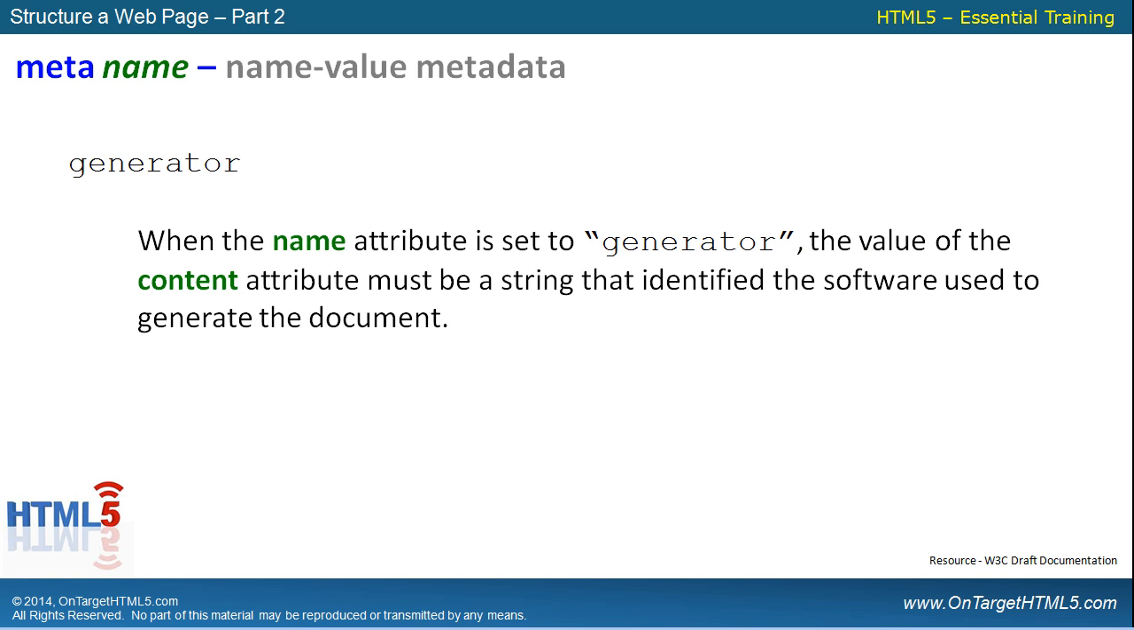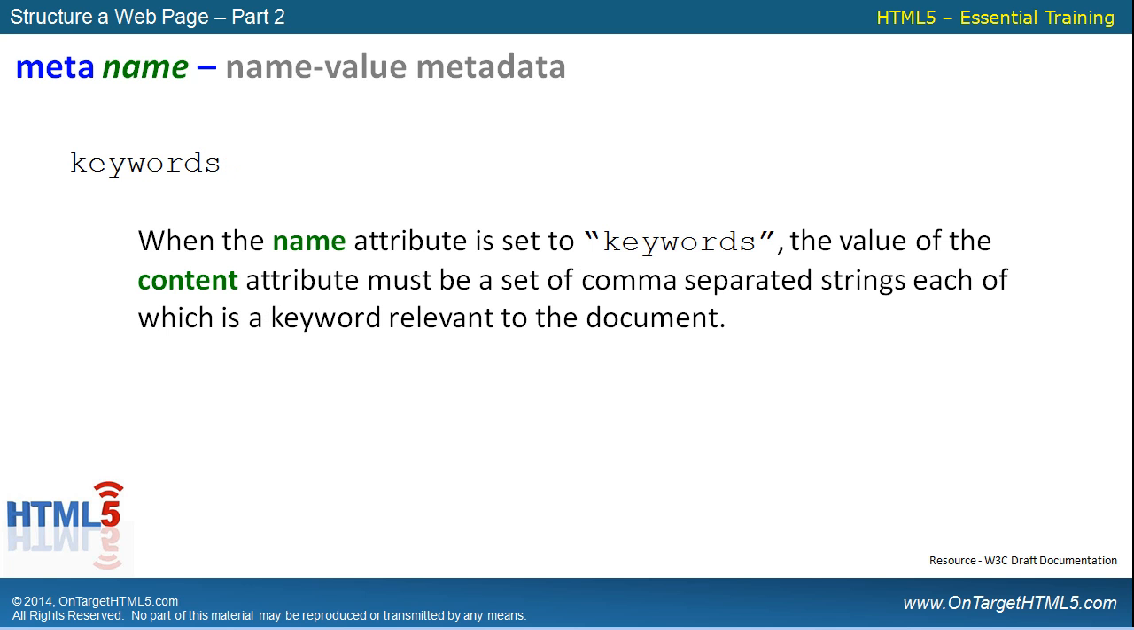Generator. When the name attribute is set to generator, the value of the content attribute must be a string that identifies the software used to generate the document. Again, this is not going to be used at all in our introduction tutorials. We may get into some of this when we start getting into our advanced tutorials.